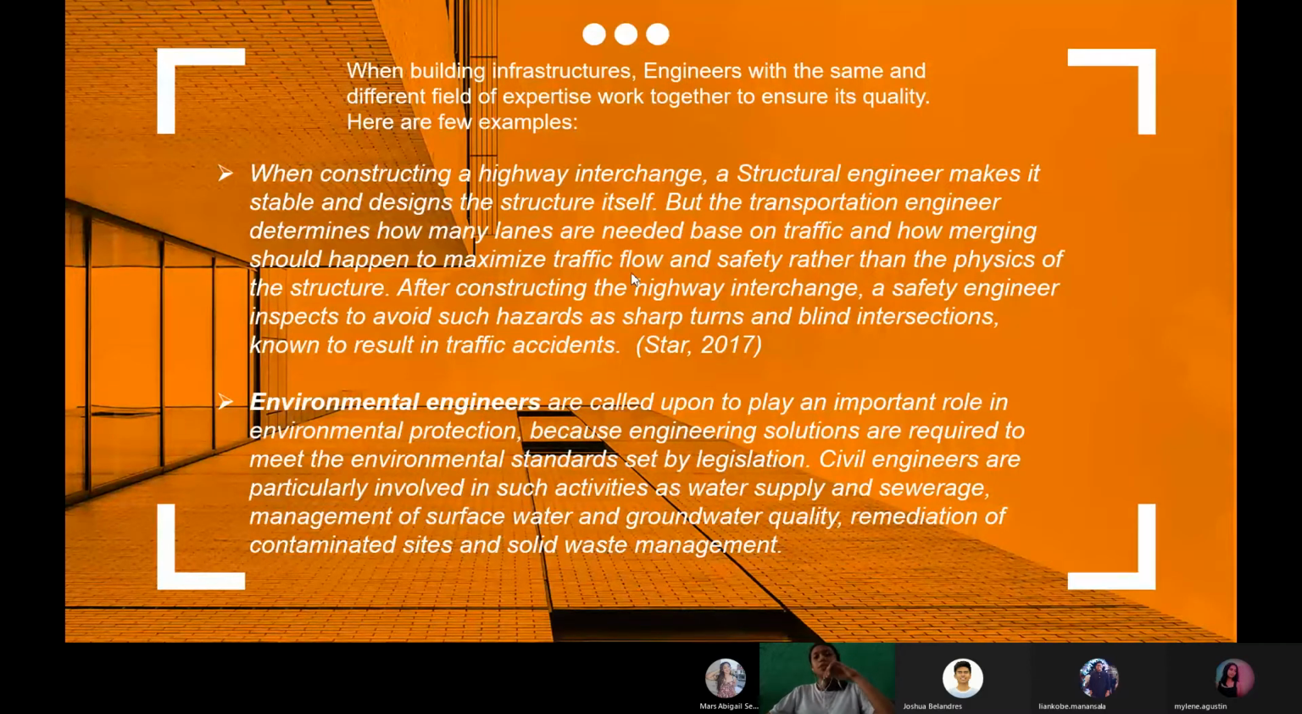Another example is environmental engineers. Environmental engineers are called upon to play an important role in environmental protection because engineering solutions are required to meet the environmental standards set by the legislation. Civil engineers are particularly involved in such activities as water supply and sewerage, management of surface water and groundwater quality, remediation of contaminated sites, and solid waste management. Of course, civil engineers work on how to utilize the environment. But of course, the environment should not be compromised. So that's why we have environmental engineers. So that is how civil engineering is considered to be a multidisciplinary field.